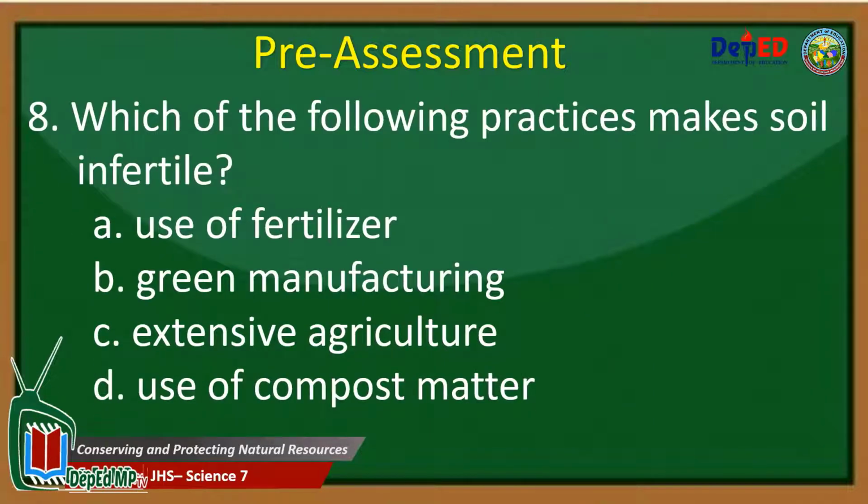8. Which of the following practices makes soil infertile? A. Use of fertilizer. B. Green manufacturing. C. Extensive agriculture. Or D. Use of compost matter.